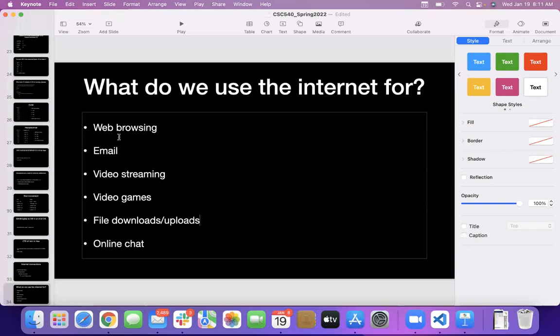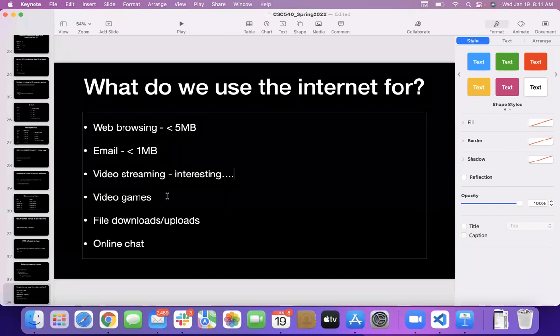So with that in mind, let's just make up a number. Let's say the size of a web page is usually less than 5 megabytes, something like that. Email, when you're downloading email, most emails are very tiny, right? So we can say less than 1 megabyte. Video streaming. Okay, well, now this one becomes interesting. We'll talk about that more on a different slide. Video games. I'm going to come back to this in a second.